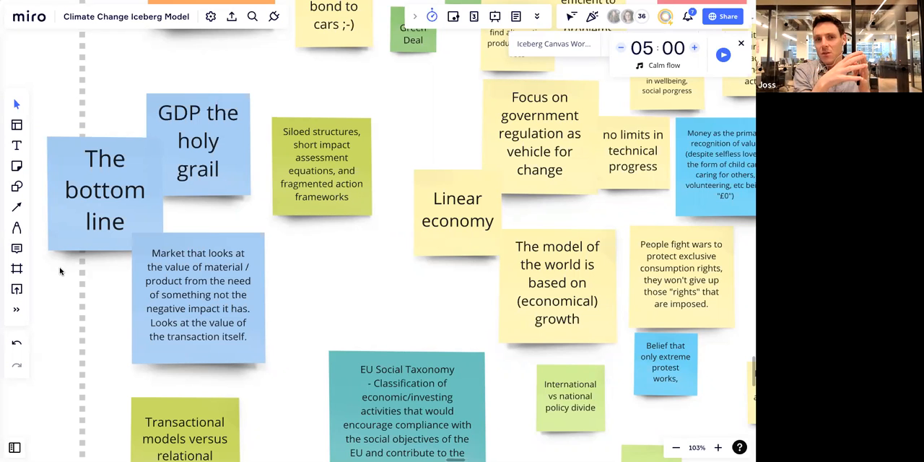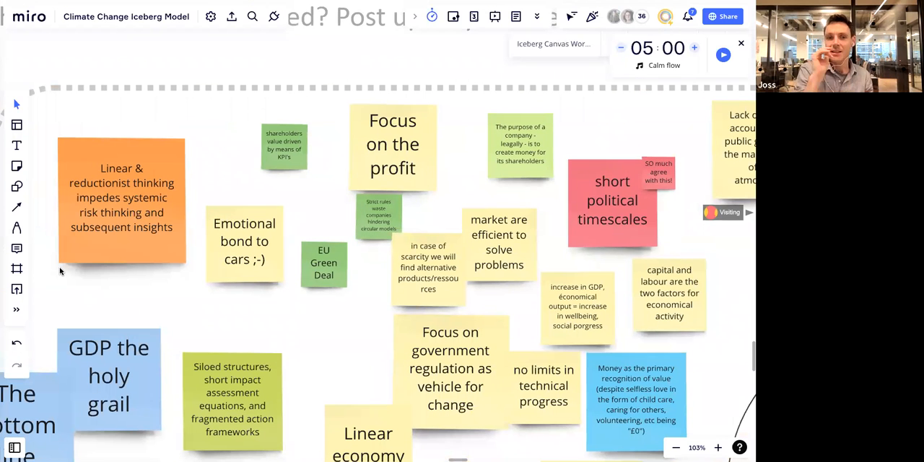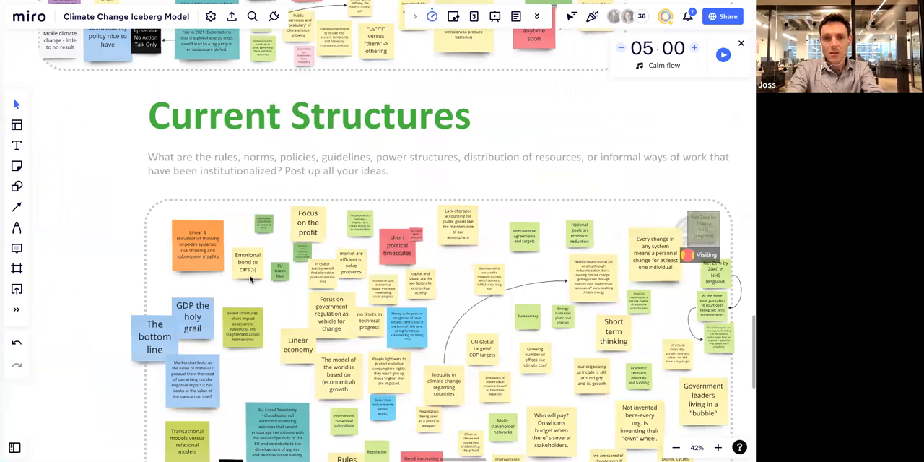Short impact assessment equations, fragmented action frameworks, emotional bond to cars, EU Green Deal, strict rules on waste companies hindering circular model, shareholder value driven by means of KPIs. Okay, we won't jump into them now because we don't necessarily have time.